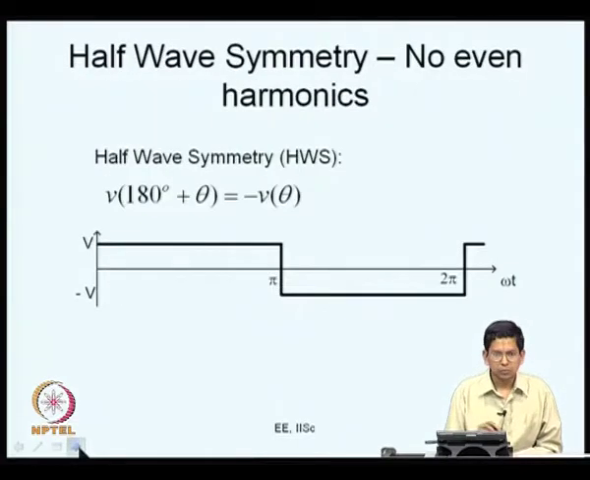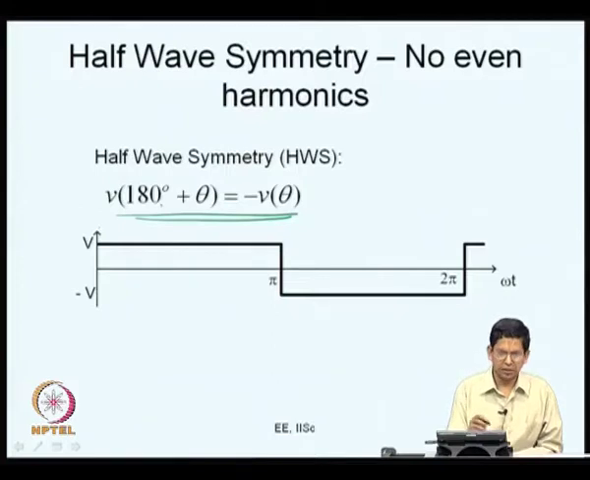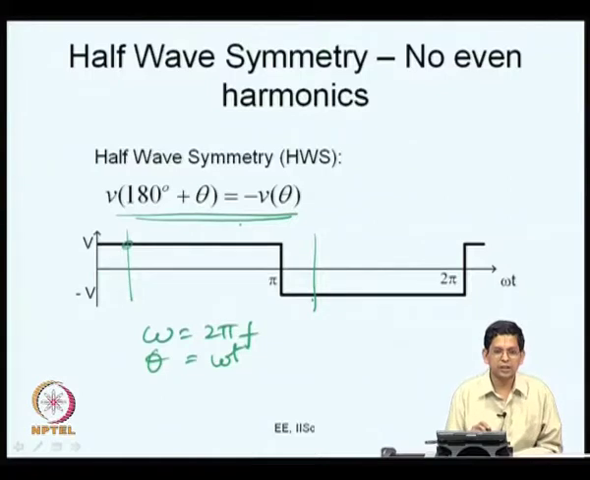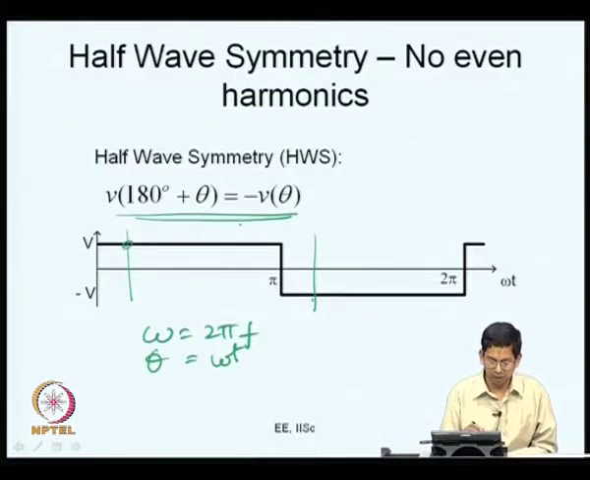Now, this is what we call half wave symmetry, and this is the definition for a waveform with half wave symmetry. If V is the voltage waveform and theta is a measure of time in terms of the fundamental angle, it is omega t, where omega is equal to 2 pi f, and f is your fundamental frequency, so 2 pi f is your fundamental angular frequency. You take it at any theta, and at 180 plus theta, you see that its value is the negative of whatever it was at theta. So, such waveforms satisfy half wave symmetry and they do not have even harmonics.